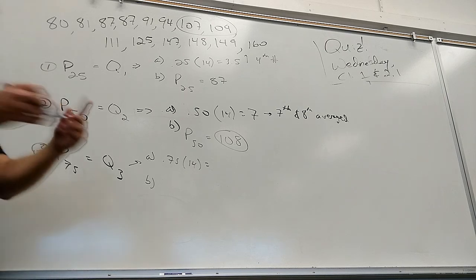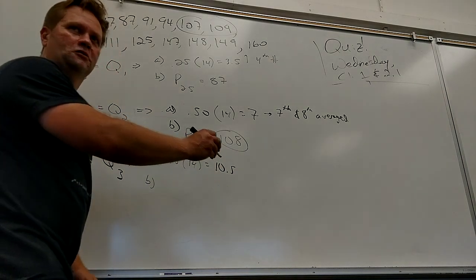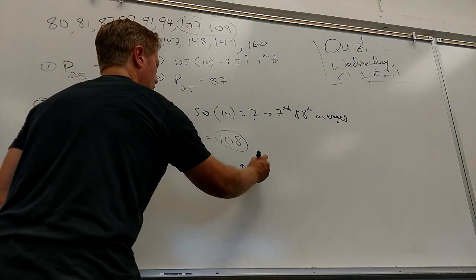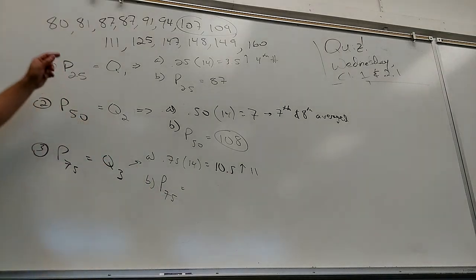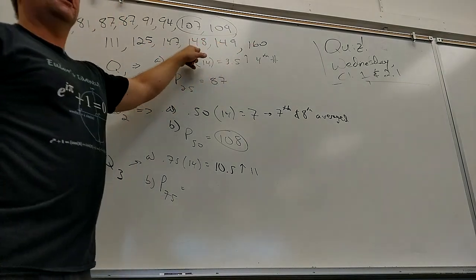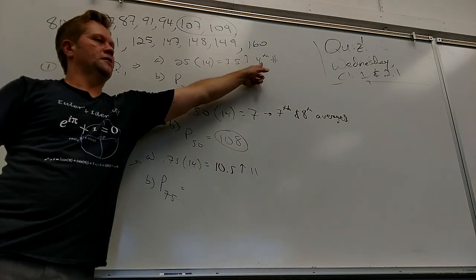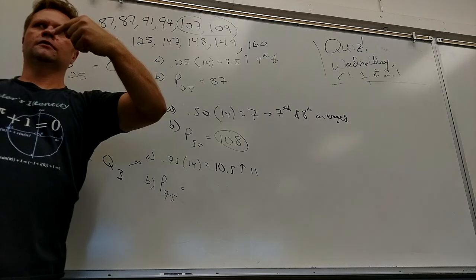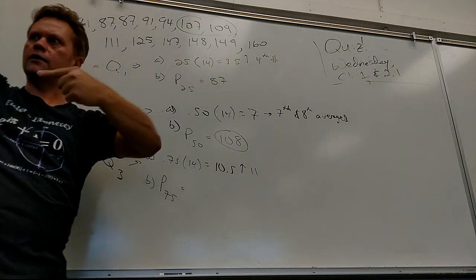10.5. Right? Don't trust it. Okay. Round it up to 11. So the 11th number would be the answer, right? What's the 11th number? It's 1, 2, 3, 4 numbers in. So I could have just gone 4 numbers from the end. If P25 is 4 numbers from the beginning, P75 is 4 numbers from the end.